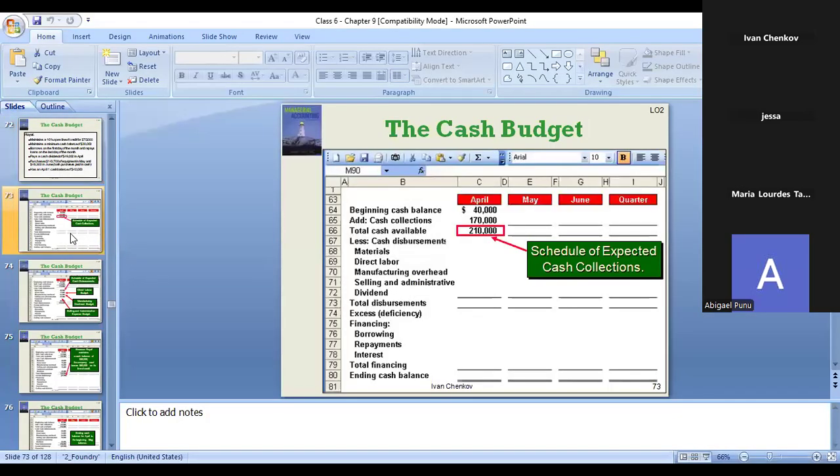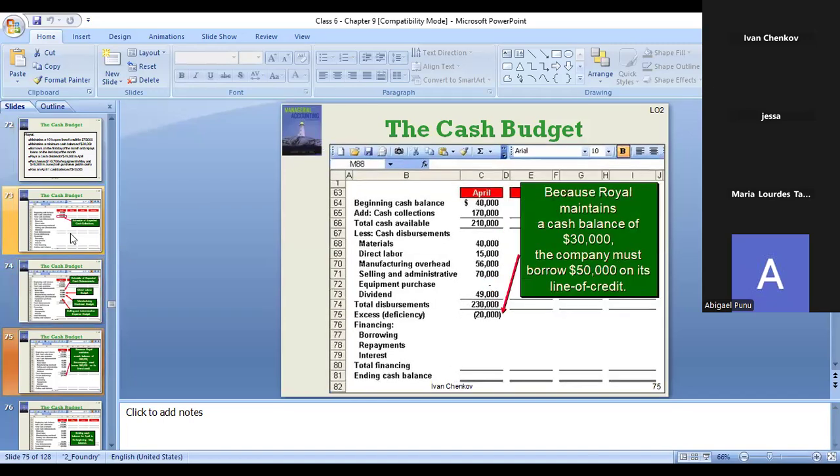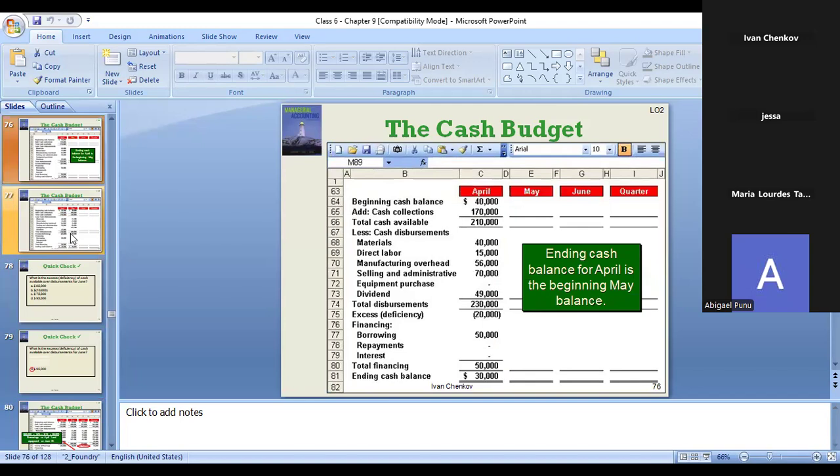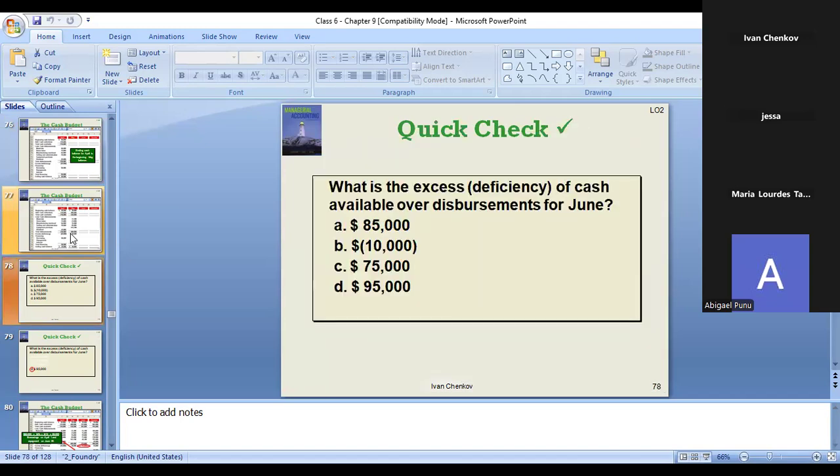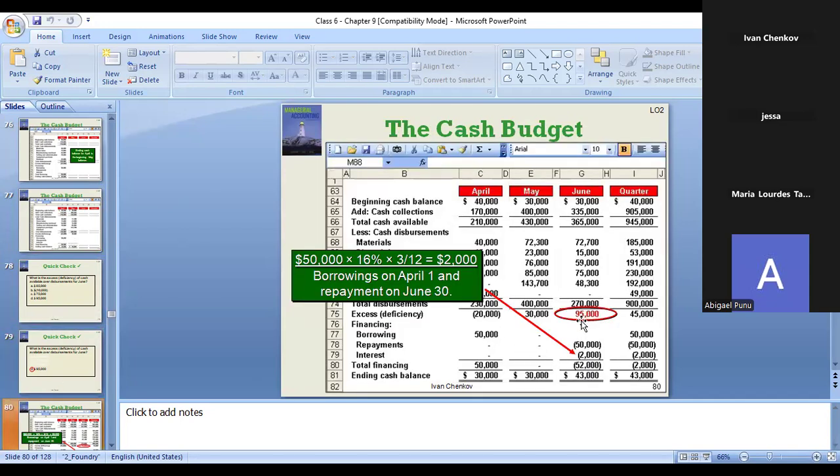So once we're done with the cash budget, the only 2 that are left are the income statement and the balance sheet. So again, the cash budget, we're starting with the collection. We're going to add all the expenses. We're going to see that we're below. We're going to borrow in order to achieve the minimum balance, and we're going to keep going next month and the next month. So what's the excess deficiency available over the disbursement for June? We already calculated. That was, I believe, $95,000. Let's stay with the $95,000, and we are correct. So the $95,000, we have it available.